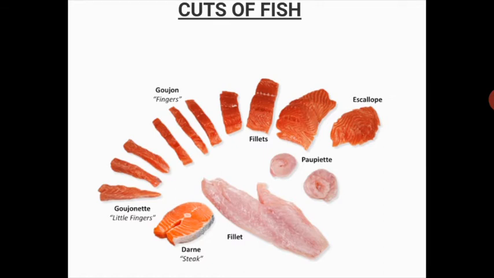Cuts of fish. These are the different types of cuts obtained from the fish. First one is fillet, darne, paupiette, scallop, gudgeons and gudgeonettes.